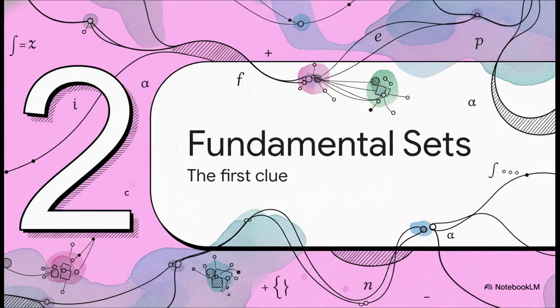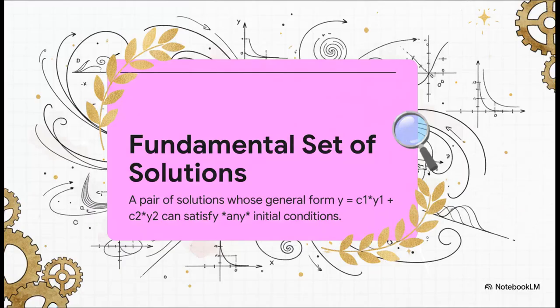So, to make our investigation a bit more official, mathematicians have given us our first big clue. It's a concept called a fundamental set of solutions. And here's the formal definition. Basically, a couple of solutions, y1 and y2, form a fundamental set if you can mix and match them, c1 times y1 plus c2 times y2, to fit any starting point imaginable. This is the gold standard we're aiming for. This is what it means to say, yep, we found them all.